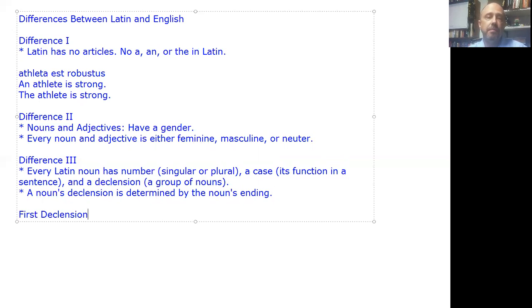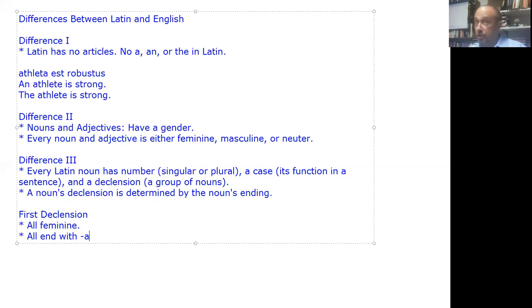First declension, all feminine, all end with a, with just the a, right? All four as in gallina, the Latin word for chicken, right? For example, gallina in the nominative, which means subject, singular. So the nominative is the case, singular only. So gallina is one chicken, and that one chicken is the subject of a sentence. Okay.